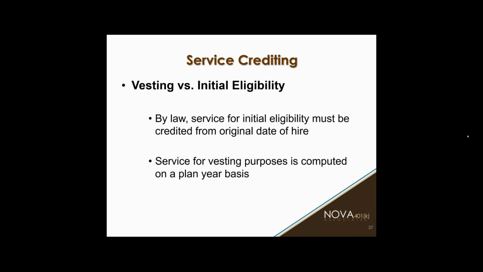There's also, just so there's no confusion, we talked about the service crediting for initial eligibility. There's also service crediting for vesting, which works a little bit differently. By law, service for initial eligibility, as we've talked about, must be credited from the original date of hire, not a date of rehire or anything else, right? For vesting, it's computed on a plan year basis. So if your plan year is calendar, which most plans are, you're looking at the number of hours worked on a calendar year basis.